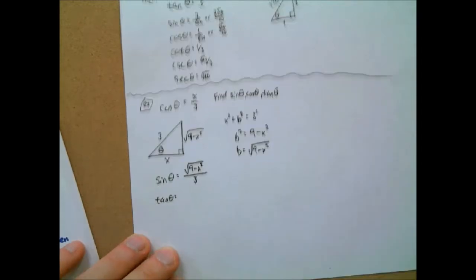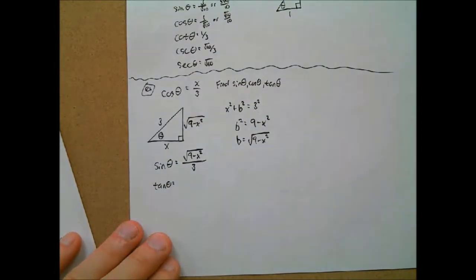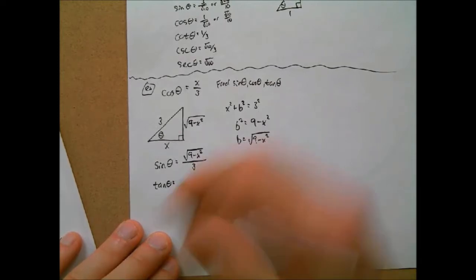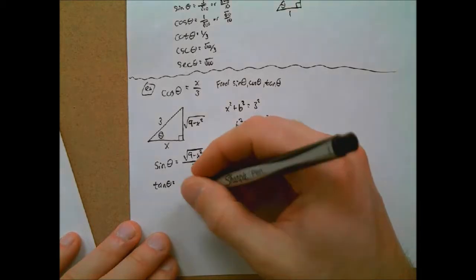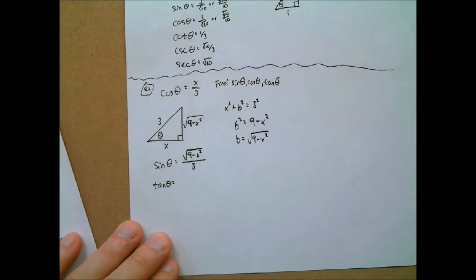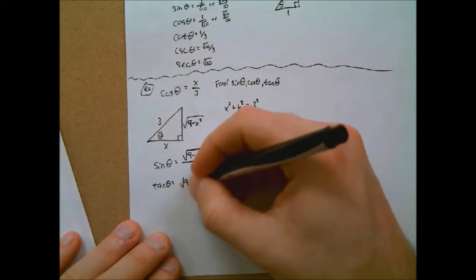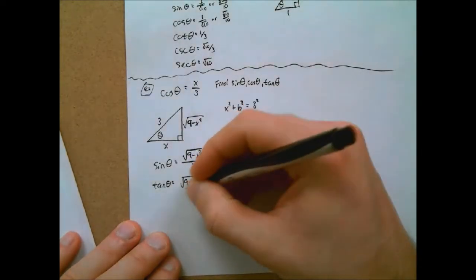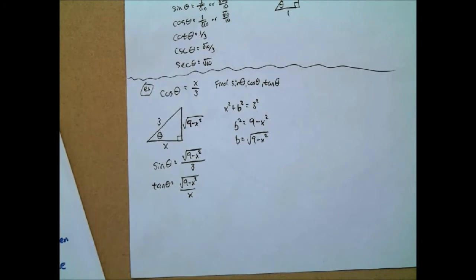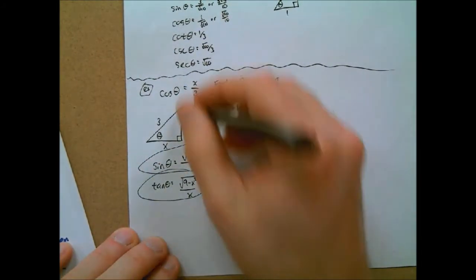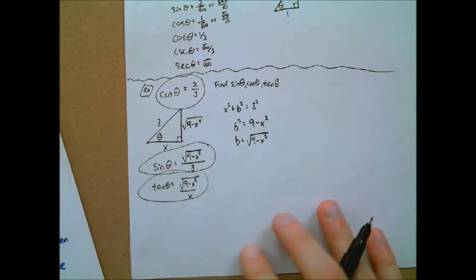So there's what we can say about sine. If cosine of theta is x over 3, sine of theta will be root 9 minus x squared all over 3. Okay. Tangent of theta as well. Tangent of theta, what will that be? Yeah. Root 9 minus x squared all over x, just like that. Okay. And so that's the best we can kind of do there, given that we have just the variable.